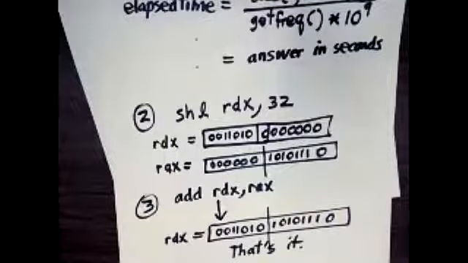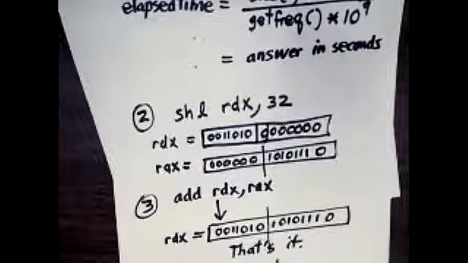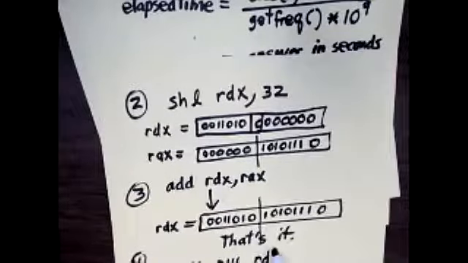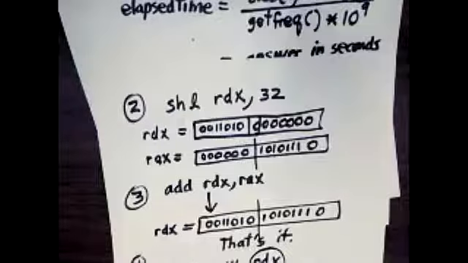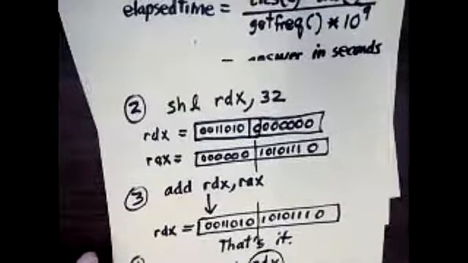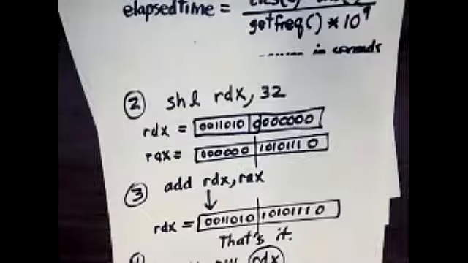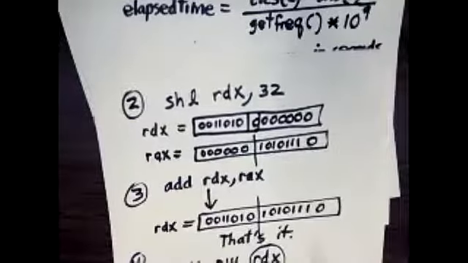Move R14, RDX. Why do I call it a safe place? It's because RDX is on the list of parameters when you call a function. It's the third one on the list. RDI is first, RSI is second, RDX is the third one. It may get reused before you're done with it. So here we have a copy, and now R14 has the number of ticks.